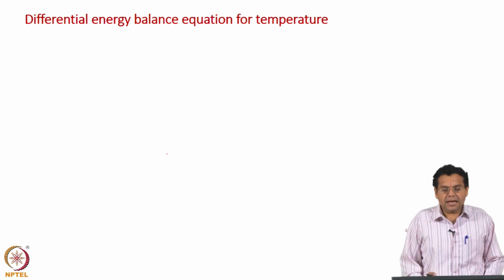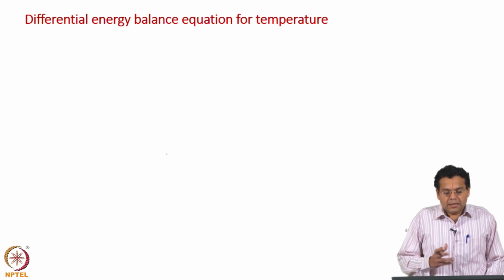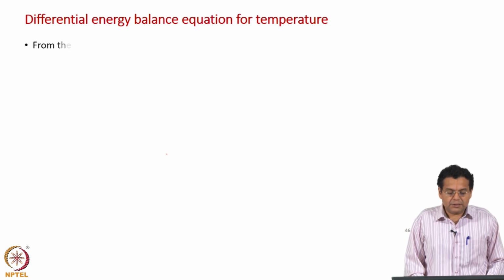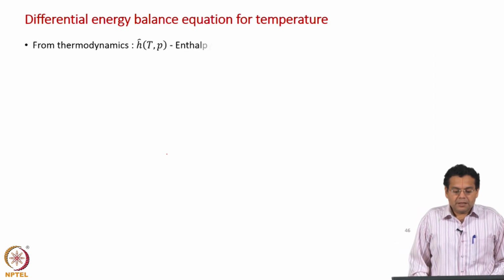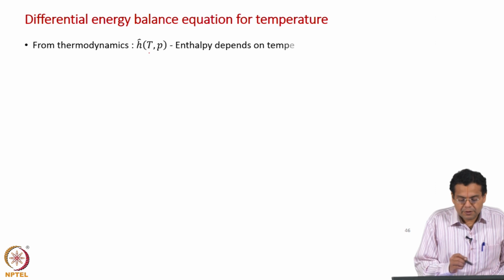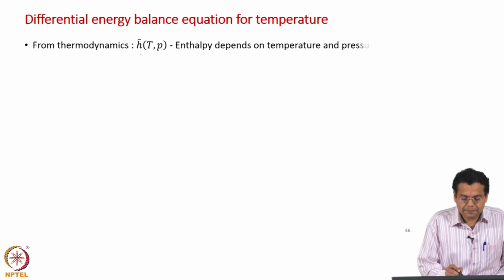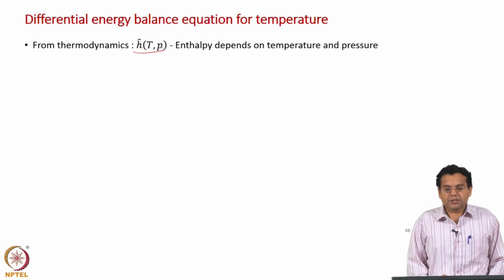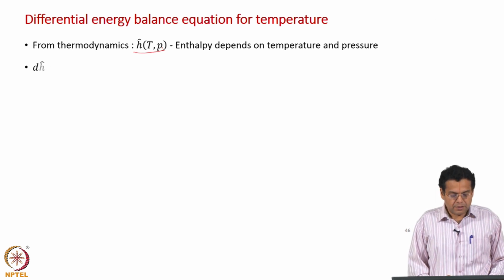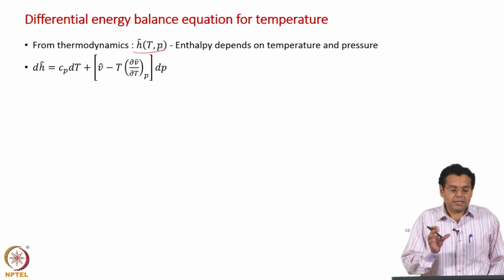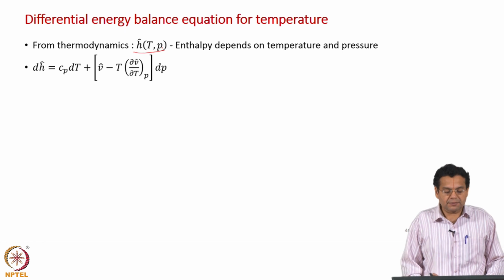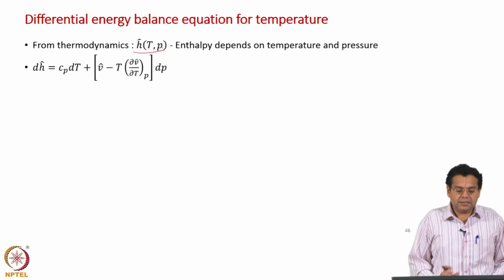Now we are towards the last step. We are going to express the energy balance equation in terms of temperature. Let us do that. Once again we are going to use the thermodynamic relationship. What is that? From thermodynamics we know that for a pure species the enthalpy is a function of temperature and pressure, and this equation we will derive in a thermodynamics course when we discuss fundamental property relations, where we discuss Maxwell relations, etc.